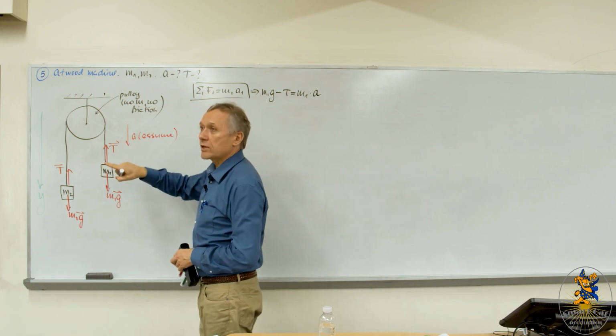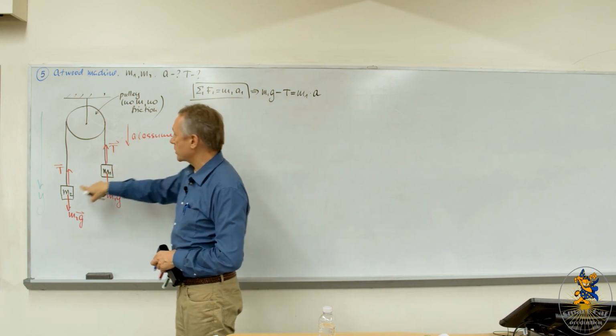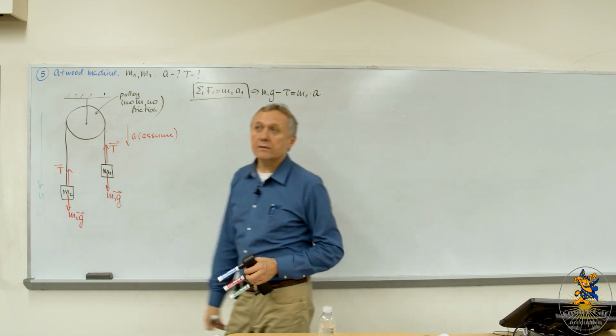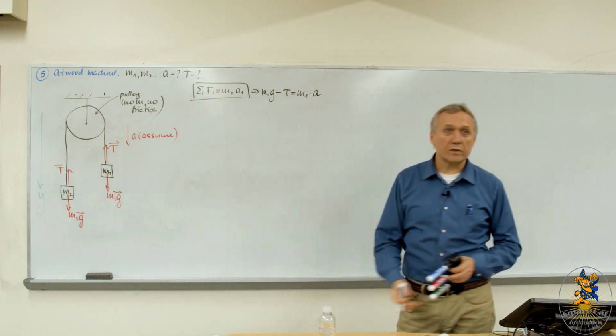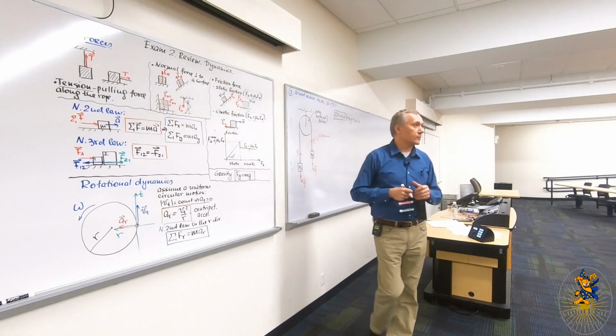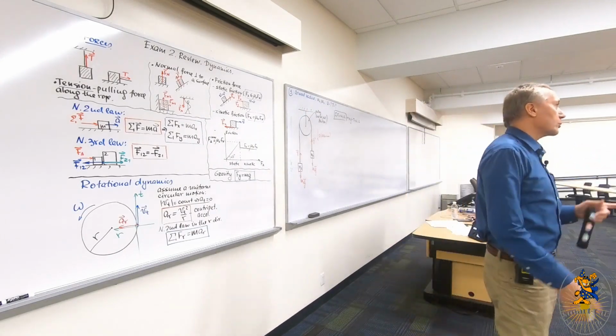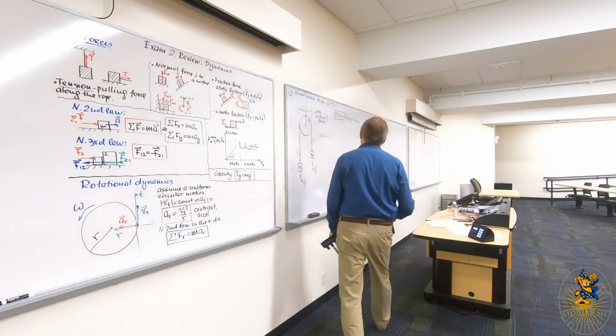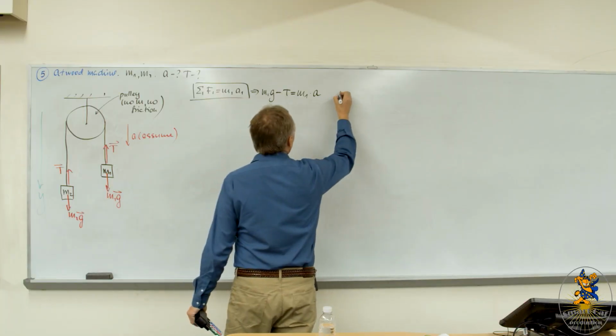And again, the absolute value of acceleration of this object and the absolute value of acceleration of that one are the same. Because essentially they're rigidly connected through a stretched cord. Their speeds are going to be the same. Acceleration is the same in absolute value. So it's equation number one.